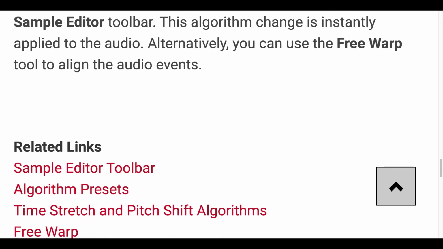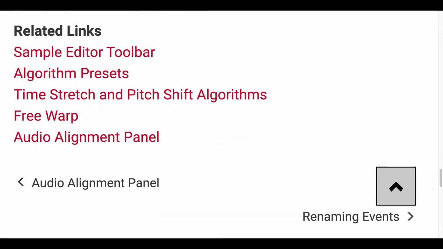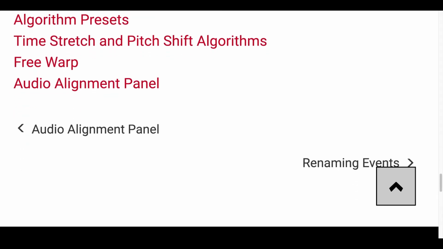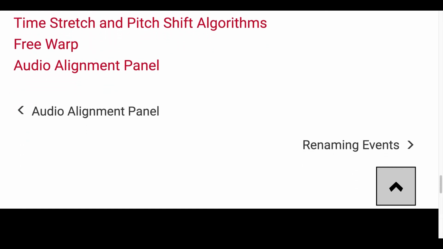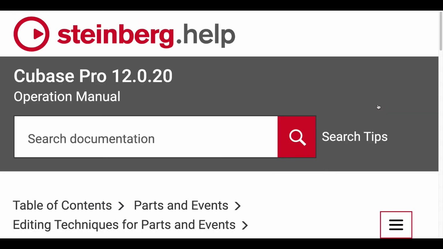This algorithm change is instantly applied to the audio. Alternatively, you can use the free warp tool to align the audio events. Related links: Sample editor toolbar, Algorithm presets, Time stretch and pitch shift algorithms, Free warp, Audio alignment panel.